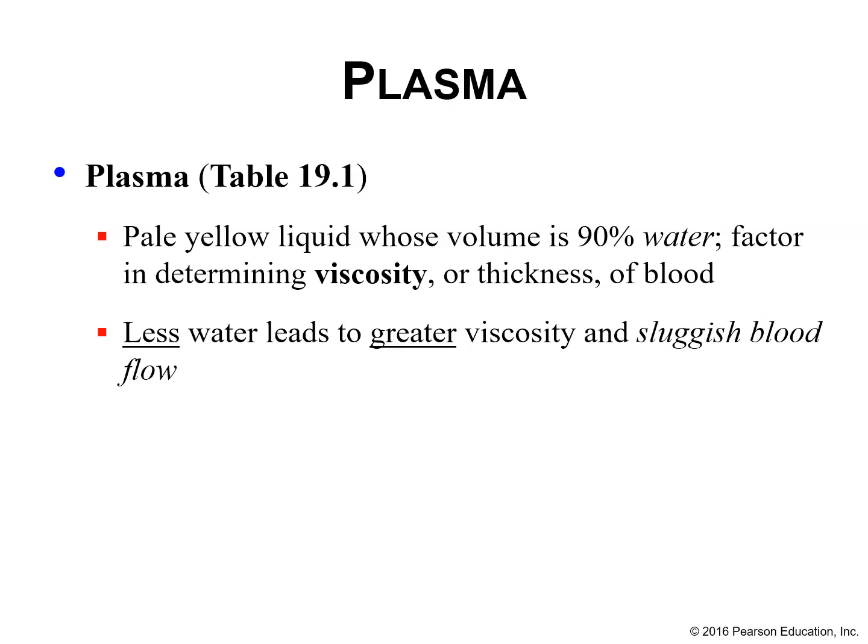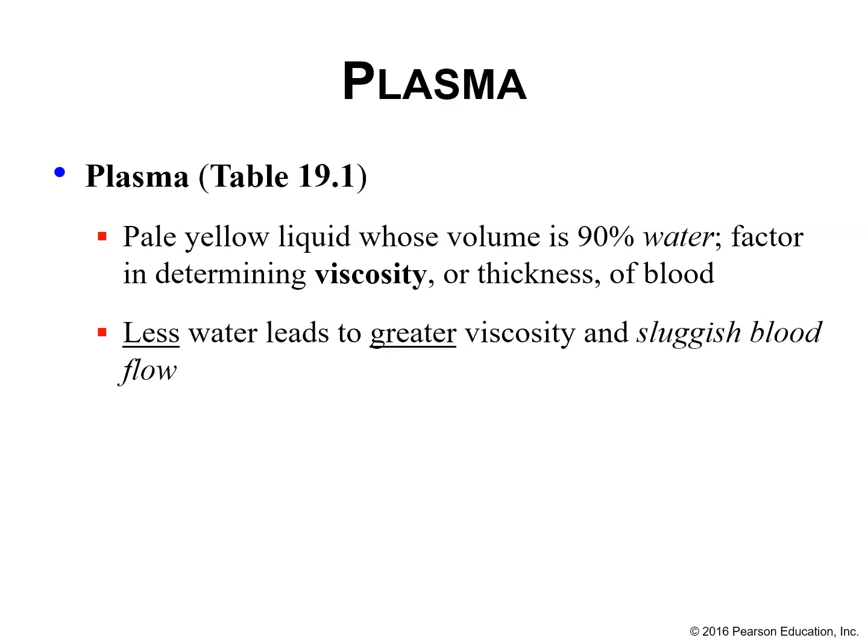Let's look at the plasma more specifically. Remember, your plasma is about 90% water, and it's the amount of water that determines how thick or how viscous the blood is. So that's what we refer to as the viscosity. If you have more water, it's less viscous, and if you have less water, it has more viscosity or thickness.